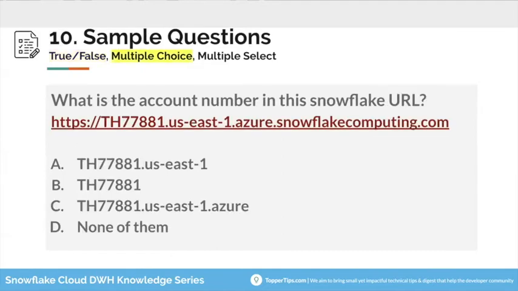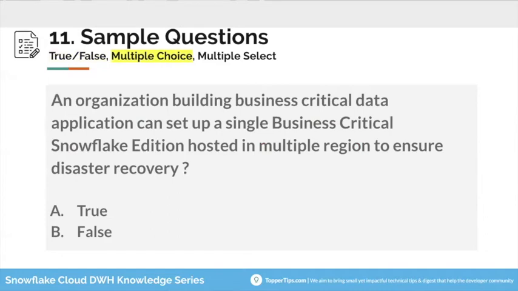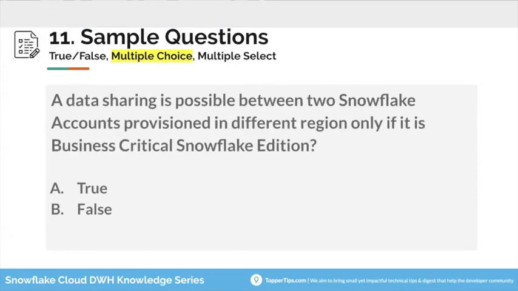Easy one. What is the account number in the Snowflake URL? Just read the URL and try to answer the right one. An organization building business critical data applications is building data engineering solutions and can set up a single business critical Snowflake edition hosted in multiple regions to ensure disaster recovery. Is it possible? Just think.